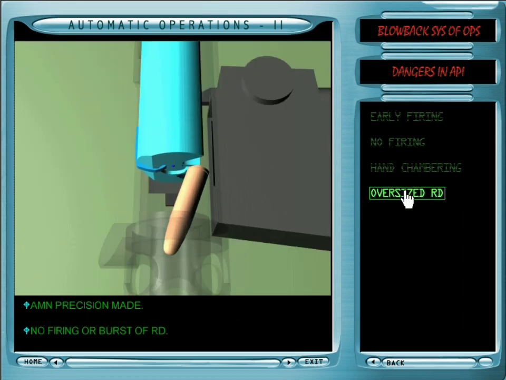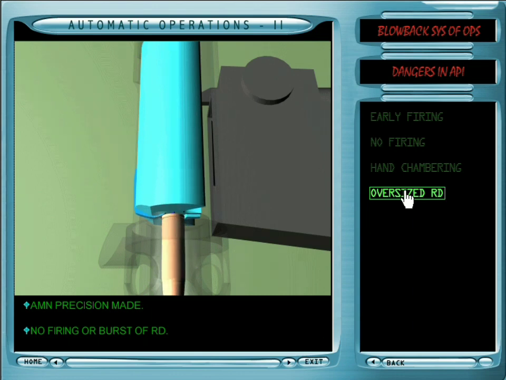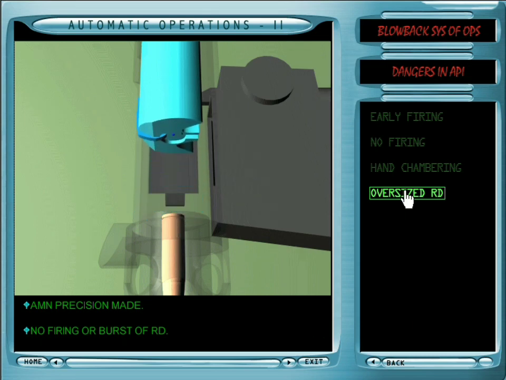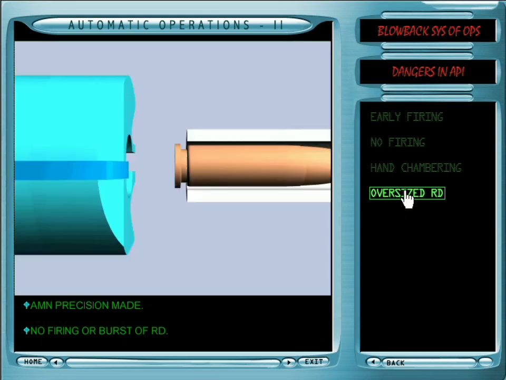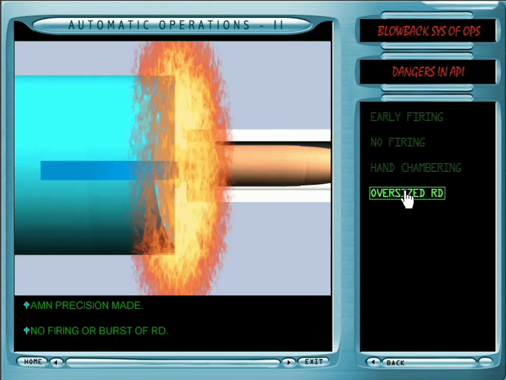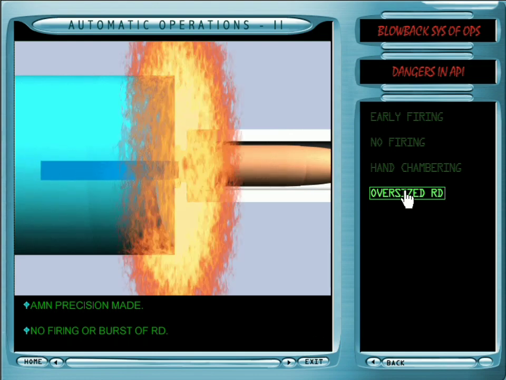Oversized round. The case with an oversized round is similar to hand chambering. During its first move forward, the round is already seated in the chamber. Now, when the weapon is cocked and fired again, 100% of the blowback acts in the rearward direction. Also, if the round is more oversized, then a burst can take place, as in the case of early firing.